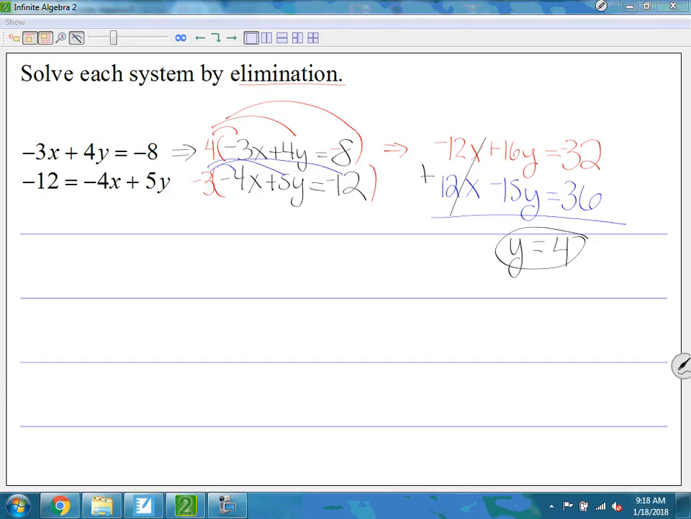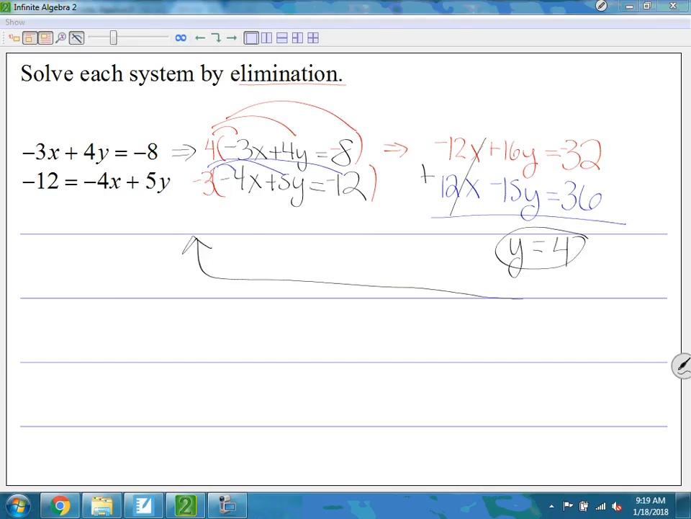Okay, so TJ, how do you find x? You add the bottom equation. Okay. 12x plus negative, well, it's negative 15 times 4. Oh wait, yeah. Where did you plug it in? I plugged it in for the above one. This one? I actually used the one all the way to the right.